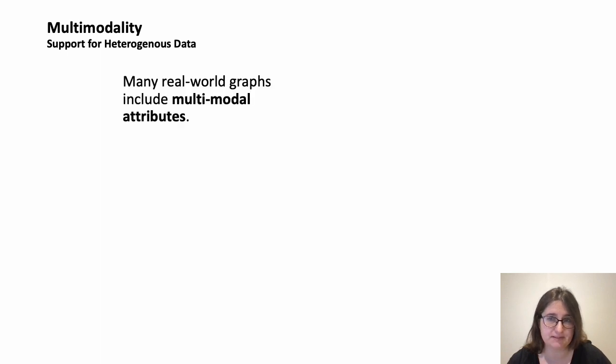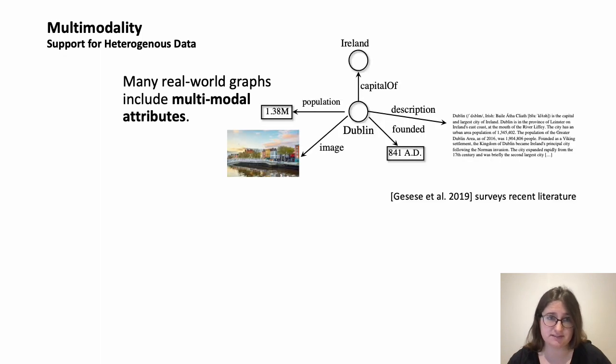Now let's talk about multimodality and support for heterogeneous data in knowledge graph embeddings. Many real-world graphs include multimodal attributes, like in this example on the slide. We have a subgraph representing Dublin City, which has many attributes. Some of them are simple, some of them are more complex, represented by different modalities like images, dates, or descriptions in textual format.